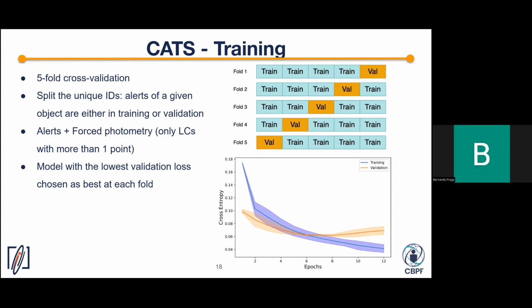And as I mentioned before, when we split into train and test, we split the objects, and here it is the same. When you split into those five groups, you split on the objects, the unique IDs, right? And at each fold, we choose the model with the lowest validation loss as the best model. And then between these five models, whichever has the lowest validation loss is chosen as the best. And this was given to France for the evaluation.